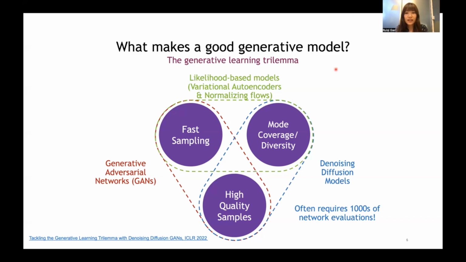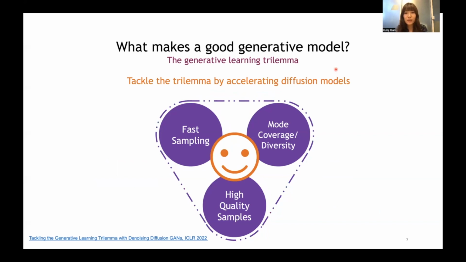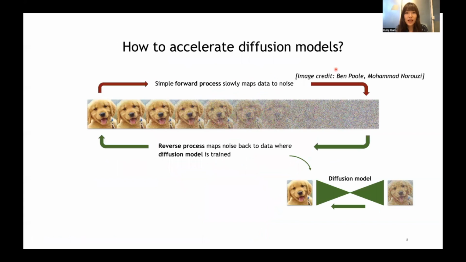And on the other hand, the diffusion models are good at mode coverage because they are also optimizing the evidence lower bound of log likelihoods, and they are able to generate high quality samples. However, the sampling of diffusion models is pretty slow, which usually requires thousands of functional calls before getting a single batch of samples. So if we can find techniques to accelerate the sampling process of diffusion models, we will get a generative model framework which enjoys all those three great properties. That is, we can tackle the trilemma of this generative learning framework. So how to do that?